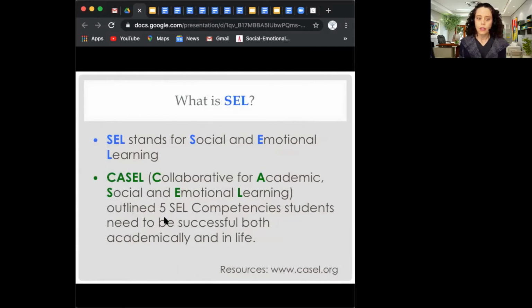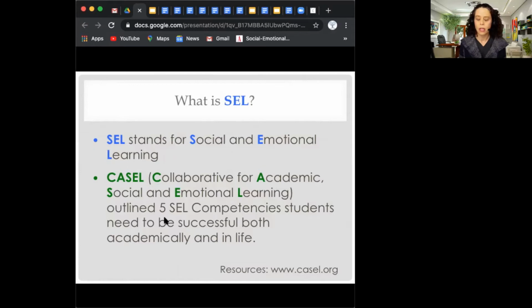So what is SEL? SEL stands for social and emotional learning. And CASEL is kind of the governing body, or actually a collaborative or an organization that has really outlined 5 specific competencies that students need to be successful both academically and in life. Most states, I don't want to say all because I don't know if that's true, but the majority of states are following CASEL's lead in terms of developing students according to these 5 competencies. And I'll get into those in just a moment.